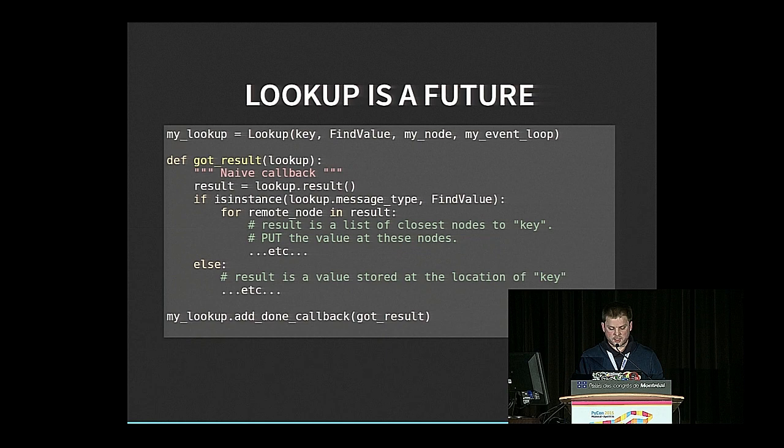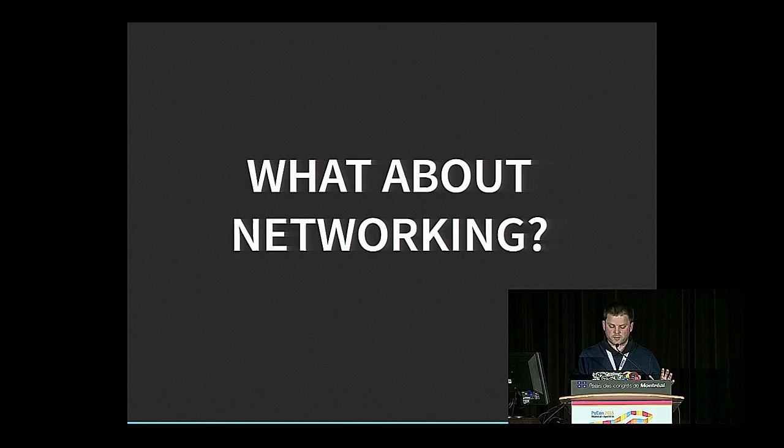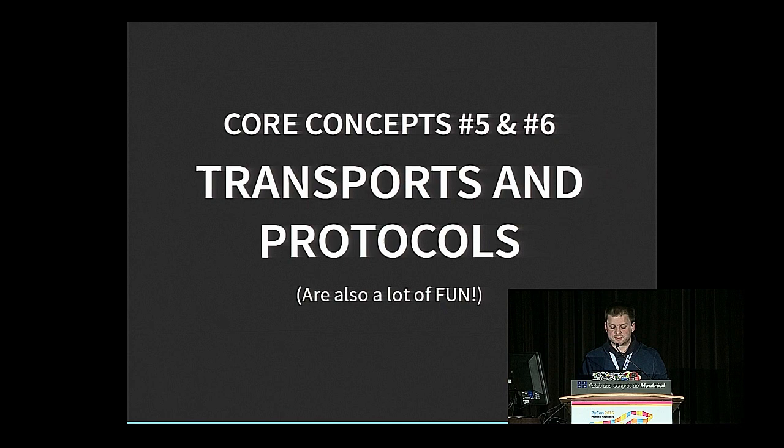So what about networking? How does async.io handle different networking protocols? How do nodes on my distributed hash table handle the down-the-wire aspect of the networking I/O that I've been talking about? Well, we come to core concepts 5 and 6, transports and protocols. So transports are provided by async.io to handle TCP, UDP, that sort of level of the network stack.